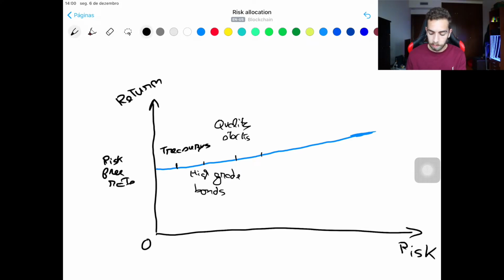Then we can have here aggressive stocks. So you see a lot of that here on YouTube. This is going to be some high growth stocks, so then again it's riskier, but it's associated with a higher return. It doesn't necessarily need to be that way, but this is just for you to get the picture of how the risk allocation is going so far.